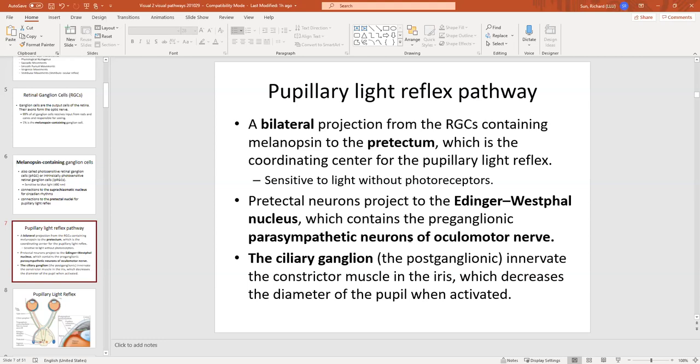And then it will send signal over the oculomotor nerve. This is cranial nerve 3. So the input is through the cranial nerve 2, the optic nerve. The center is the pretectum, right here, pretectum. And the output is the cranial nerve 3, the oculomotor nerve.